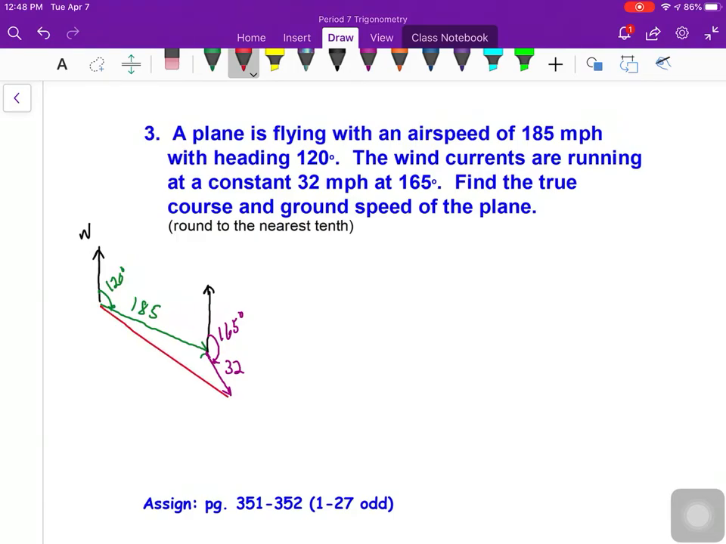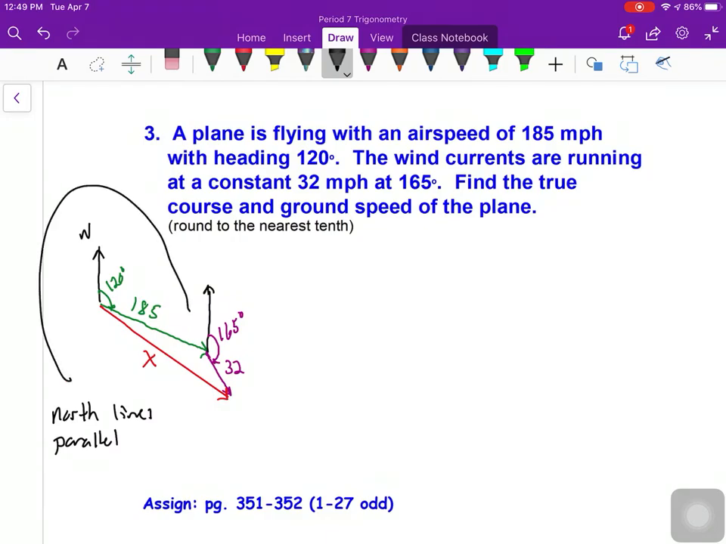And now we're going to draw in the resultant. Just as we learned in an earlier chapter, the resultant is if you connect the beginning of the first one to the end of the last one. So this is our resultant. That's the path that our plane will actually fly upon. Now, in order to find that, I think we're going to need an angle in the triangle.